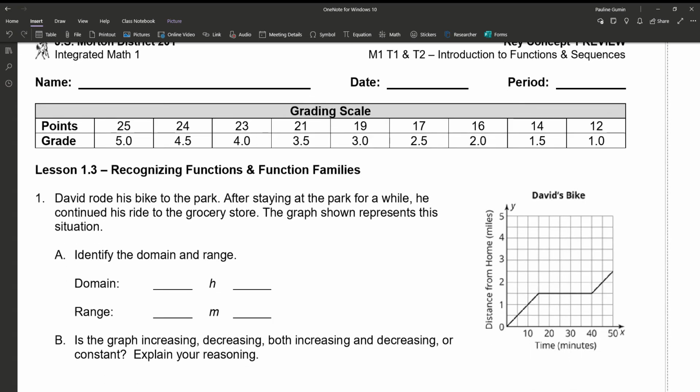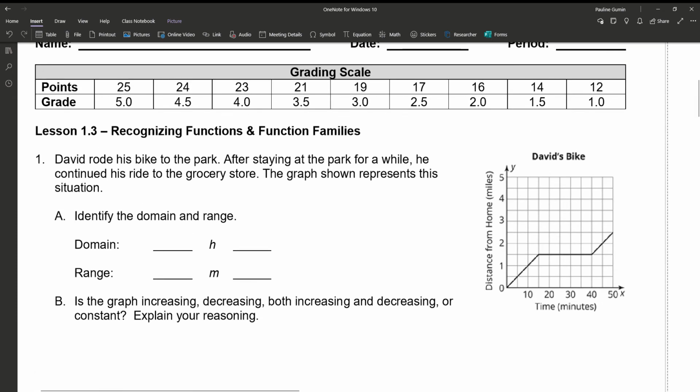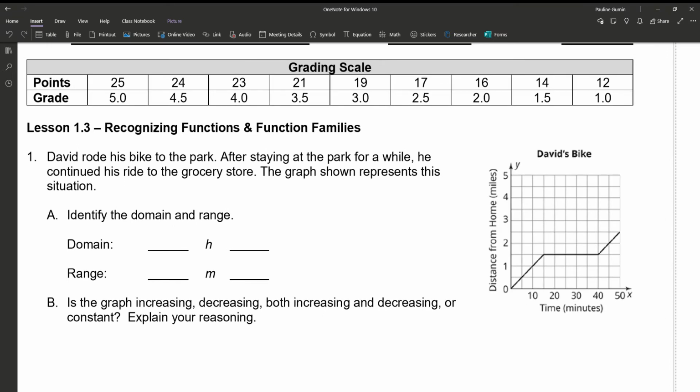David rode his bike to the park. After staying at the park for a while, he continued to ride to the grocery store. The graph shown represents the situation. Let's talk about the domain and range. So your domain is how far left and right that you go. Well, we begin at 0 on the left, and then I trace my graph all the way to the right, and it looks like it ends at 50.